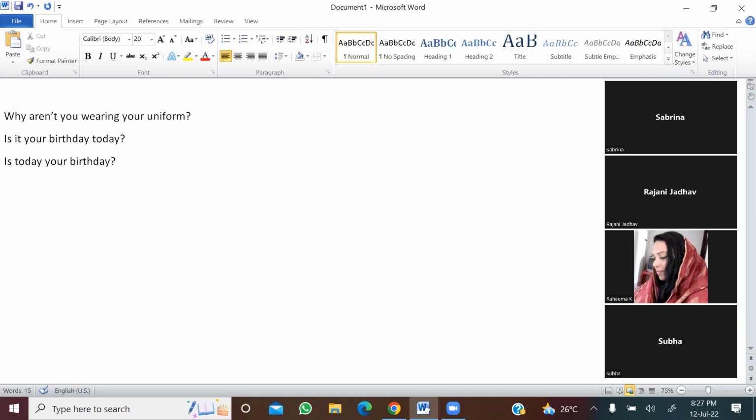Why are you not in uniform? Then you can say, what's the reason for not wearing uniform? Maybe you can tell them to write it in their diary or get the permission of their parents or their signature. So what's the reason for not wearing uniform today?